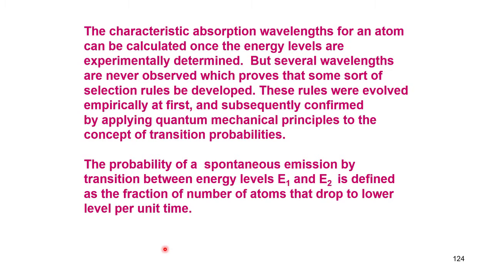So, the next slide is, can we determine the characteristic wavelength for an atom once the energy levels are experimentally determined. I have shown you the Grotrian diagram. In the diagram I had shown you that different energy levels were determined by the lines, corresponding to a particular frequency and particular wavelength.